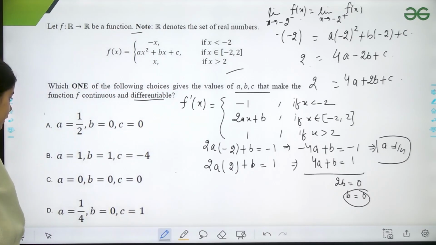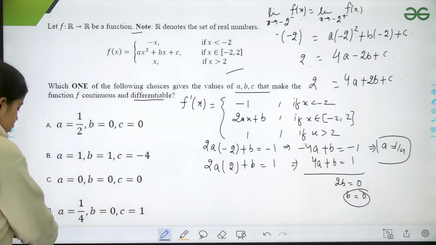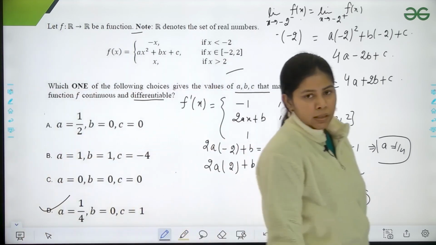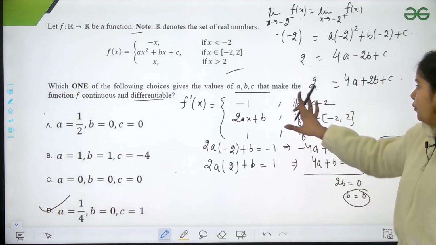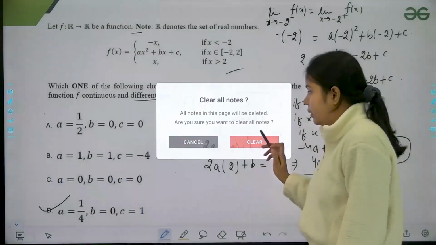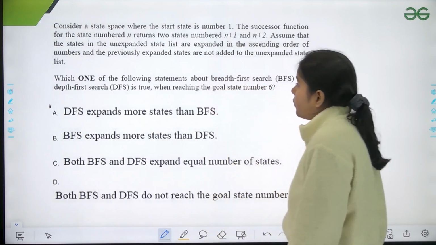So I can see which option is true. a is equal to 1 by 4, b is equal to 0, c is equal to 1. So that's why option D is correct. So simple mathematics you have to do for continuity and differentiability. Okay, now we have the next question.